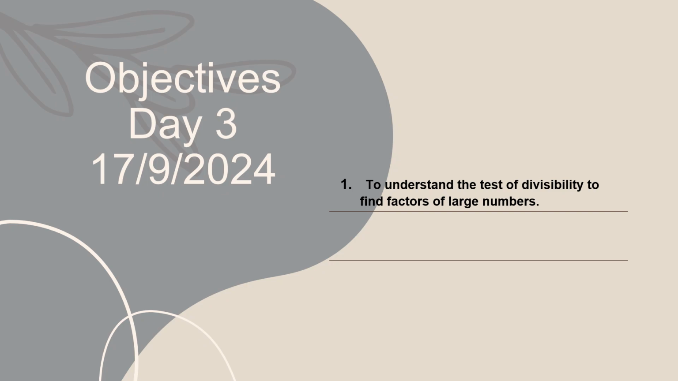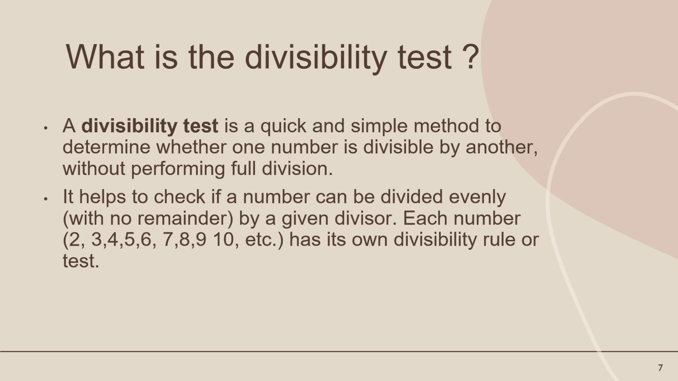Now, this is the objective of the lesson, which is to understand the test of divisibility to find the factors of large numbers. First, we should know what a divisibility test is. A divisibility test is a quick and simple method to determine whether one number is divisible by another without performing full divisions.